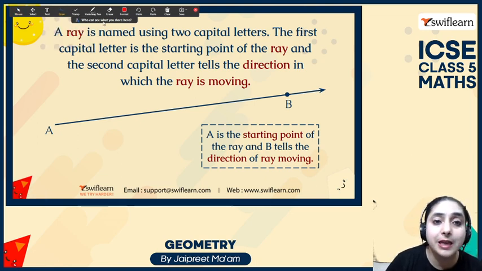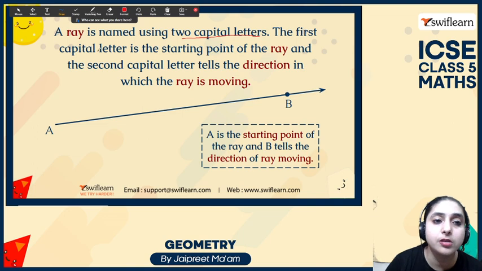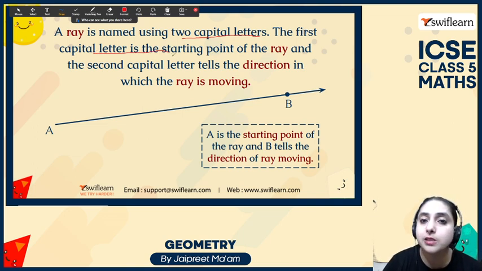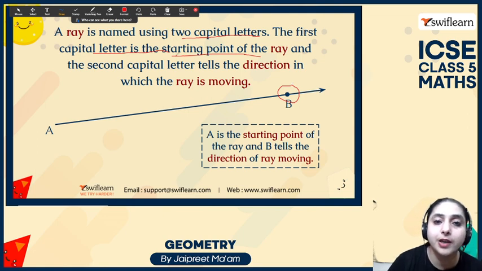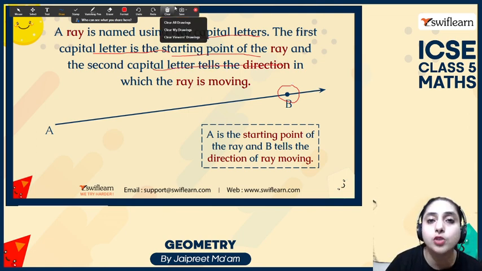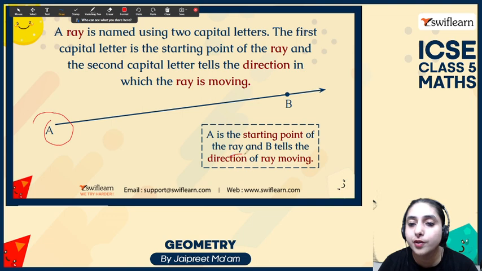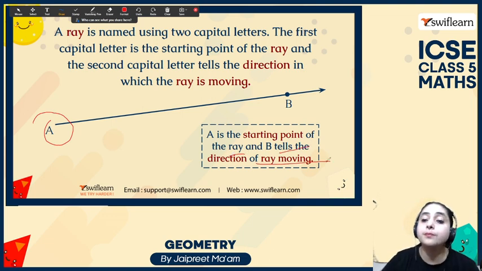A ray is named using two capital letters. Again, we use capital letters. The first capital letter is the starting point. The first capital letter is what? The starting point of the ray, and the second capital letter tells the direction in which the ray is moving. A is the starting point of the ray, and B tells us the direction of the ray moving.